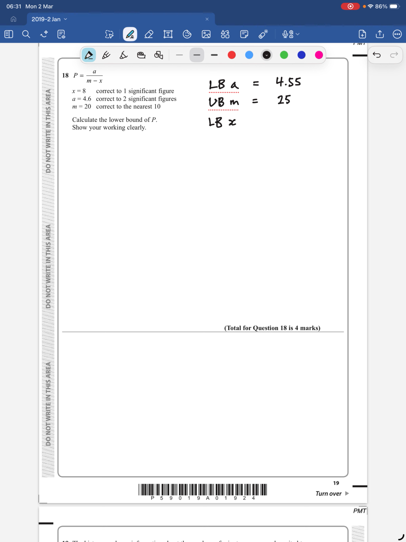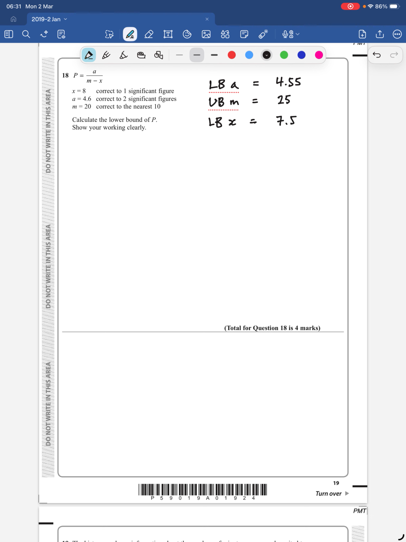25 is fine. The lower bound of x, well, it's 8 to one significant figure, so what rounds to 8? Well, 7.5 is the lowest value that rounds to 8, 8.5 the maximum value that rounds down. Yes, I know technically it rounds up. So we want the lower bound, so 7.5.